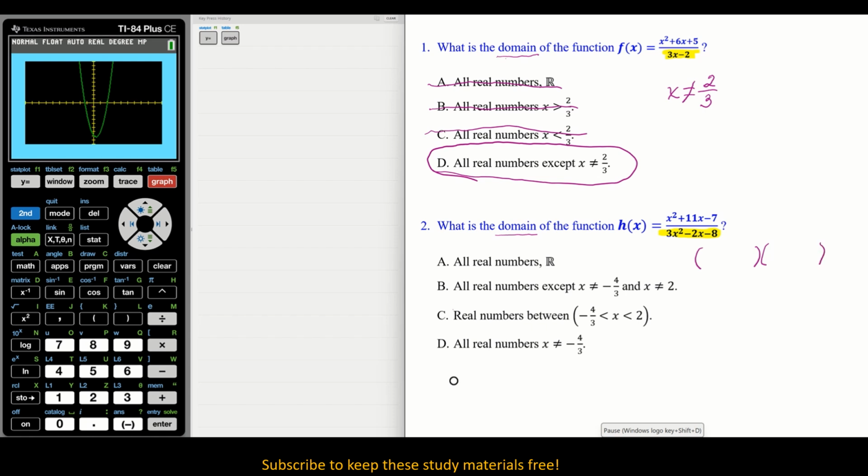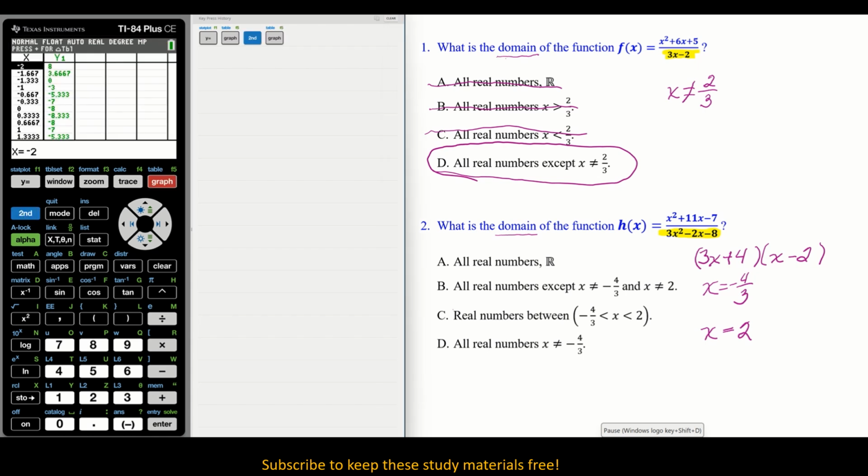We actually have 3x plus 4. Yes, I do believe. No, yeah, plus 4, not minus 4. And then x minus 2. And that means that we should have x equals negative 4 over 3 and x equals 2. And that is correct. But let's look at this in our table on our calculator.